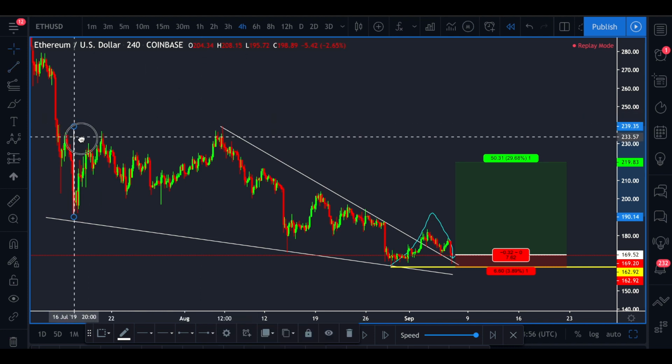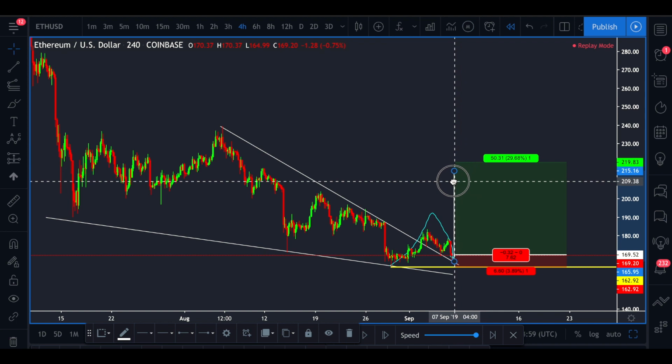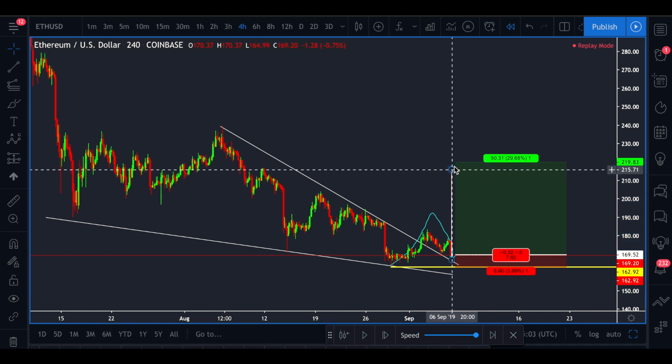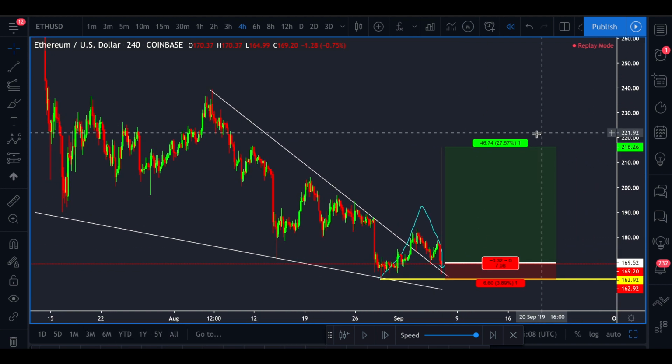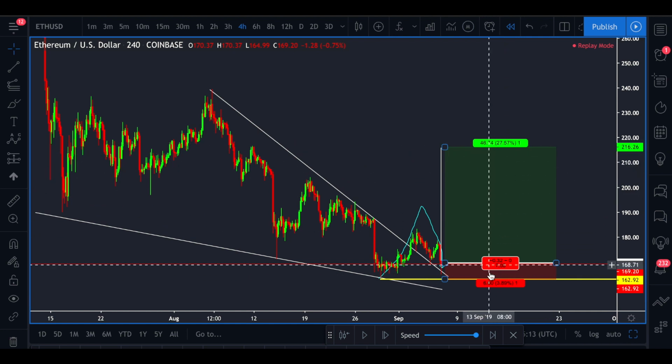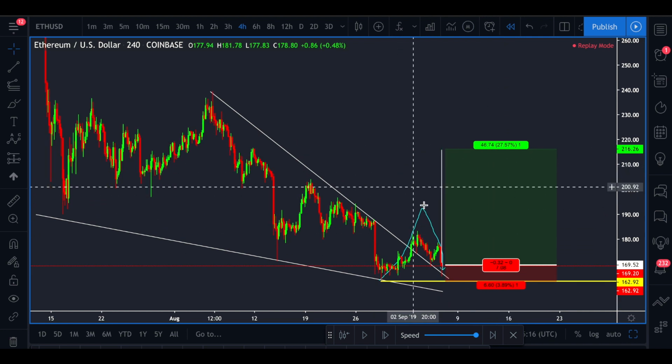Now we're taking this and we're putting it right here. You can see that the target is right there at 215-ish. So we're gonna go ahead right there. And it looks like we would make around 27.5% profit versus a 4% stop loss. Let's say 27 to 4, which is great. So we're taking that trade.